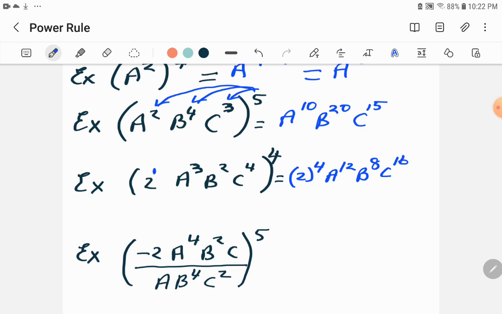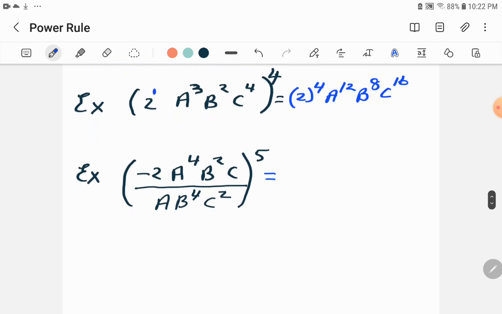Okay, let's look at our last example here. So here we have a rational expression, and we're going to distribute the 5 once again. Don't forget this 2 to the 1 power. We have minus 2 raised to the 5th power. And then 5 times 4 will give us 20. 5 times 2 will give us 10. And there is a 1 here, so 5 times 1 will give us 5.